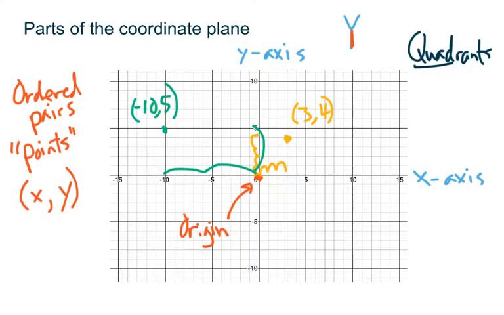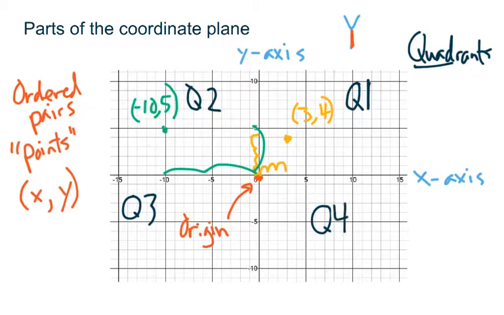Quad refers to 4. And if we look at it, there are 4 distinct parts on this coordinate plane. You have this one right here, and so what I'm going to do is label it Q1. This one is Q2. This one is Q3. And this one is Q4. Whoops, that's not how you make a 4. All right, Q4. There we go.